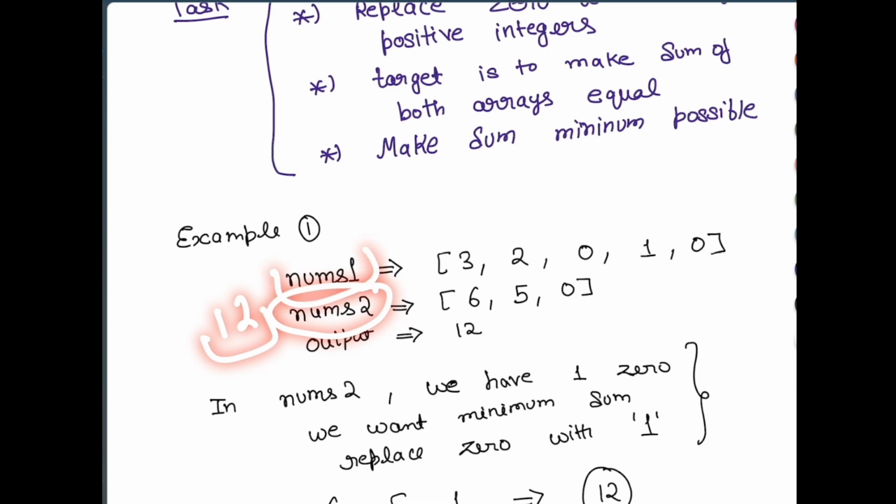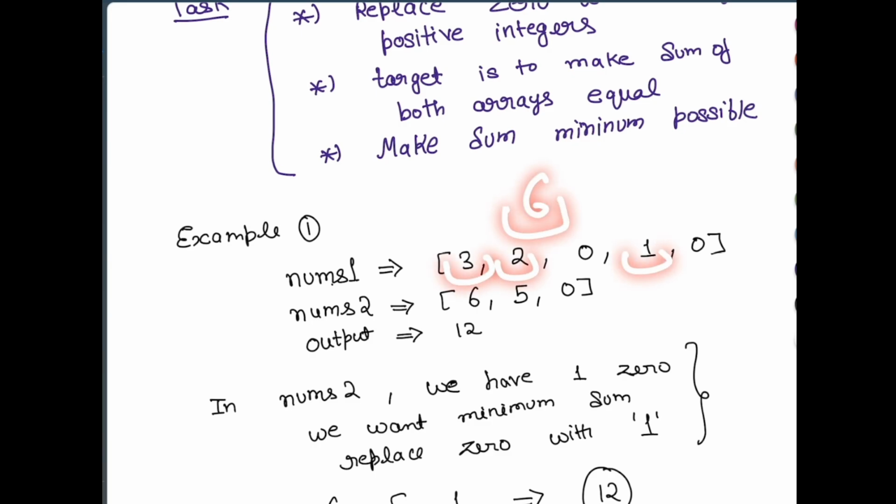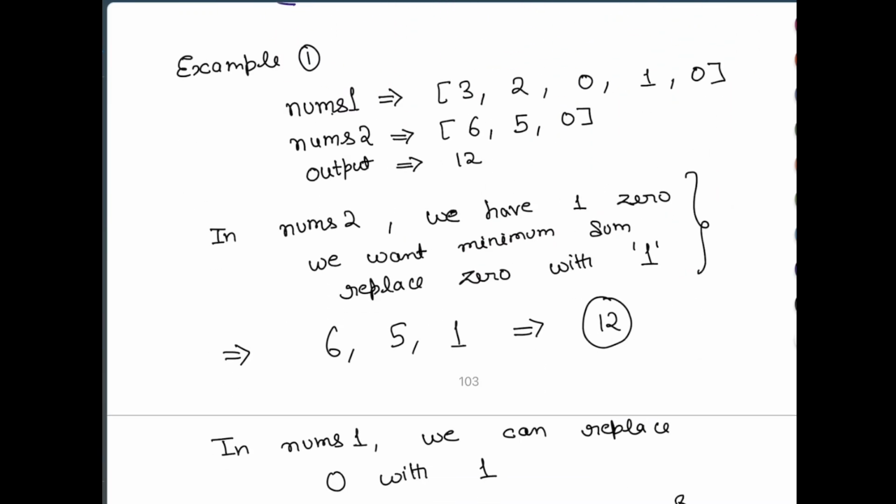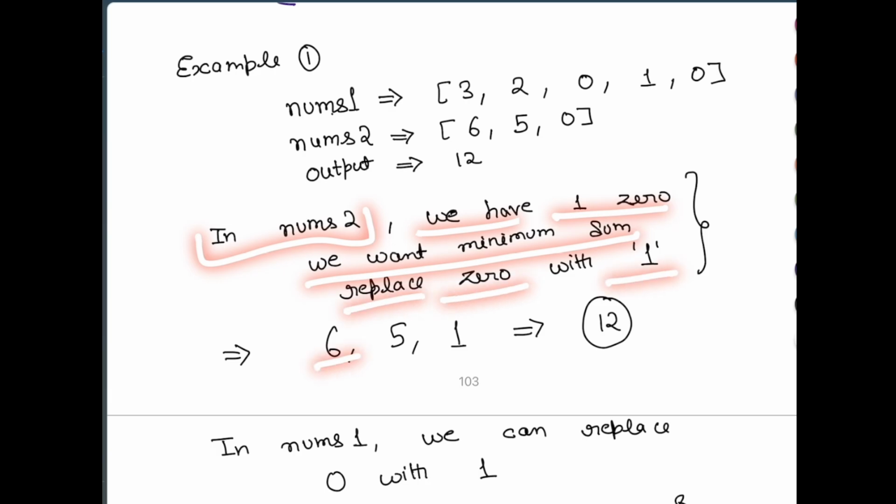What about nums1? It is 3, 2, 0, 1 and 0, right? So without replacing, we have 3 plus 2 plus 1, that is 6 as the sum. But we can replace the zeros to make it 12. Now let me explain what we are trying to do. In nums2, we have 6, 5, 0, right? So we want the minimum sum. So we are replacing the 0 with 1. So it will be 6, 5, 1 from 6, 5, 0 and the sum will be 12.